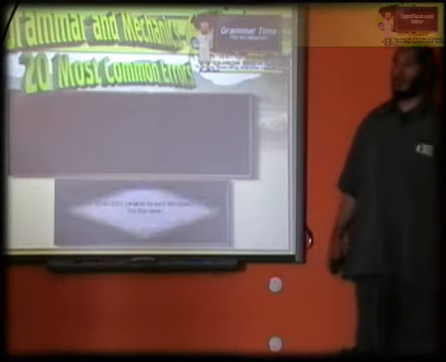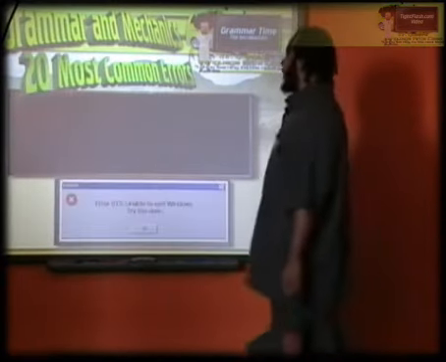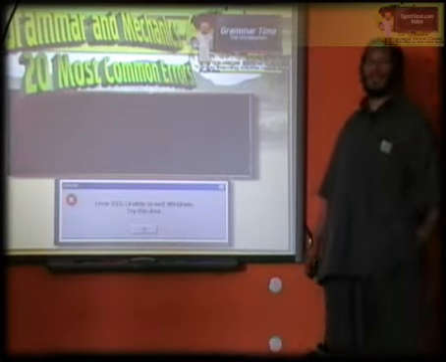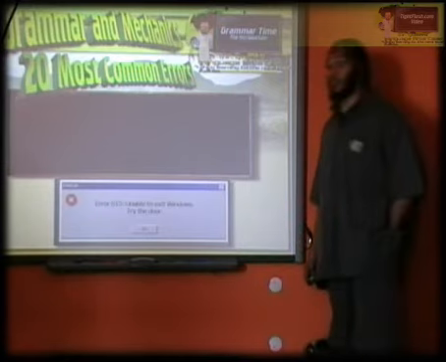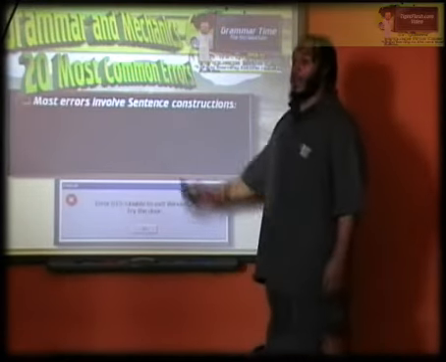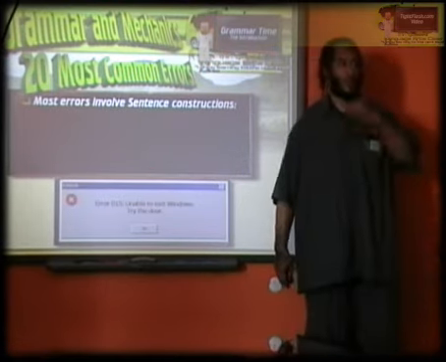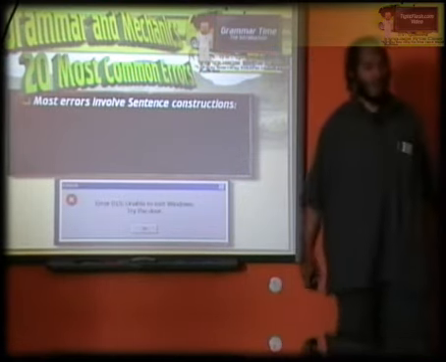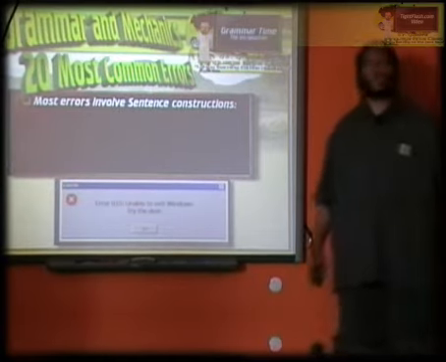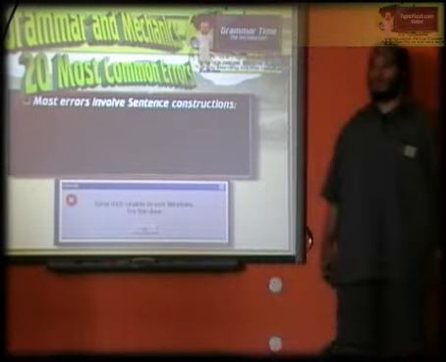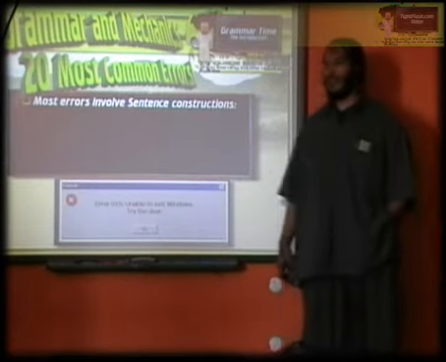So, here we go. The most common errors that students who are learning standard edited English make when they are constructing sentences. And this is what it's all about, writing a proper sentence. You might say to yourself, I learned that already. Well, you learned how to write a sentence.